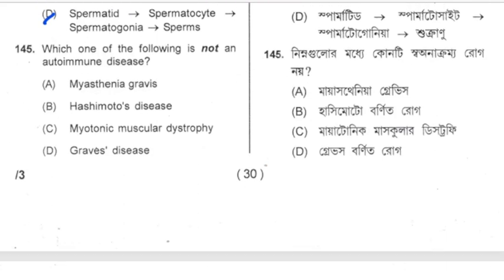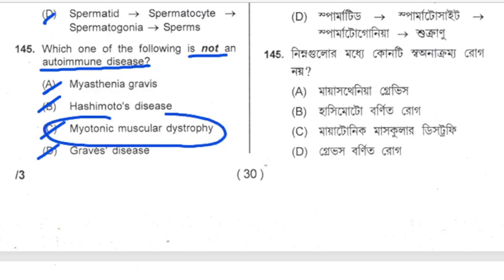Which of the following is not autoimmune disease? এর মধ্যে থেকে কোনটা মানে যে মানে অনাক্রমতা রোগ নয়? মায়াস্থেনিয়া গ্রেভিস, দেন হাসিমোটো ডিজিজ, or myotonic muscular dystrophy, Graves' disease. তার মধ্যে থেকে কারেক্ট আনসার হবে myotonic muscular dystrophy. This is not an autoimmune disease.